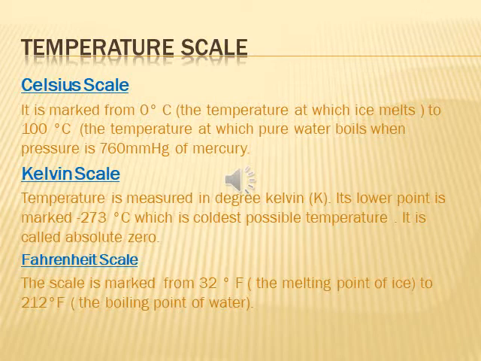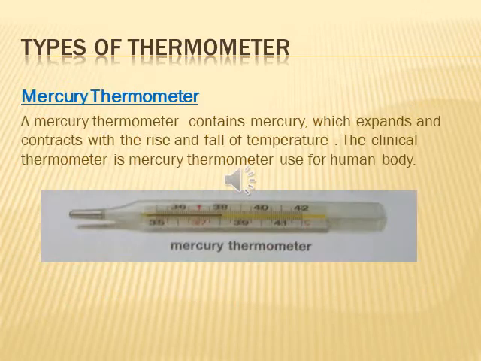Third one, Fahrenheit scale. Fahrenheit scale is marked from 32 Fahrenheit, the melting point of ice, to 212 Fahrenheit, the boiling point of water. There are different types of thermometer used. First one, mercury thermometer. Mercury thermometer contains mercury which expands and contracts with rise and fall of temperature. The clinical thermometer is a mercury thermometer and used to measure the temperature of human body. It cannot be used to measure temperature below -39 degree because mercury solidifies at this temperature.